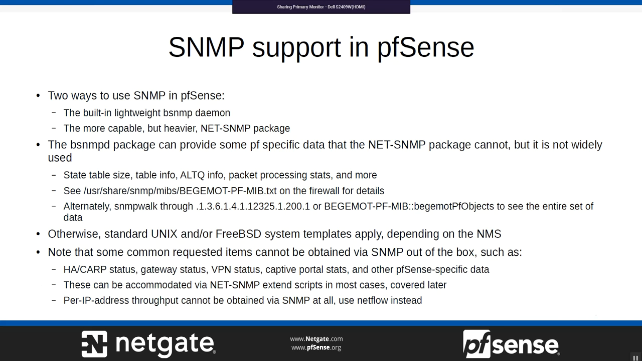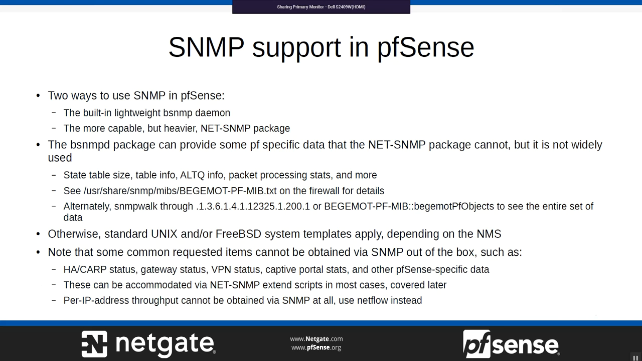The PF data you can get includes state table size, some table information, ALTQ queue information, packet processing stats, tons of stuff. And it's all listed in the PF MIB on the file system if you want to dig through it. Or you can use snmpwalk and go through the whole hierarchy that's under the PF module. There's the OID and then the MIB name equivalent there. You can run an snmpwalk against those and see what all's there.